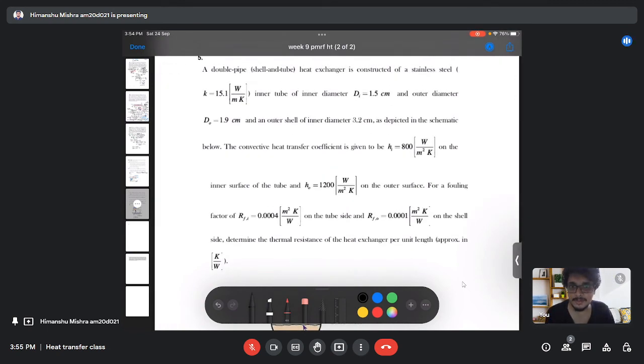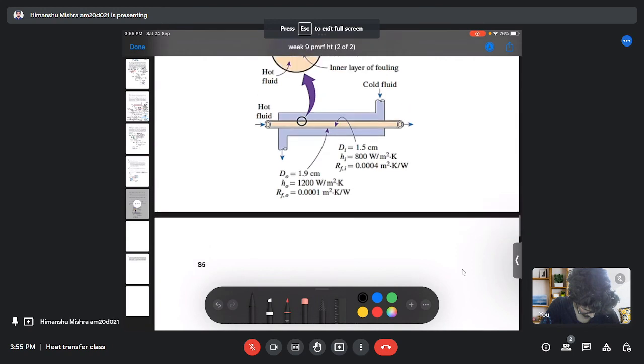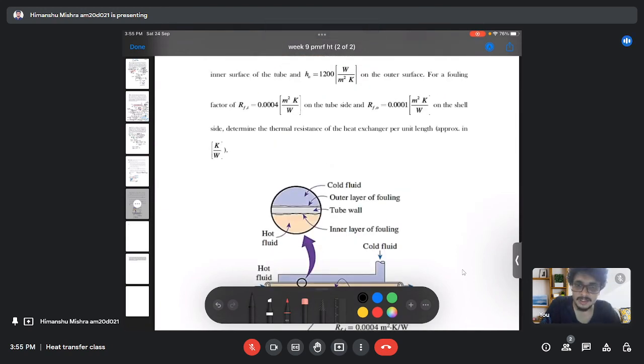So in this question we are given a double pipe heat exchanger constructed from steel having a thermal conductivity of 15.1. The inner tube inner diameter and outer diameter are given, and for the outer shell the inner diameter is given, and the heat transfer coefficient is given as Hi 800 on the inner surface, and at the outer surface it is 1200 as Ho. The inner fouling factor is given as 4 times 10 to the power minus 4 meter squared Kelvin per watt, and the outer fouling factor is also given. So we need to determine the thermal resistance.